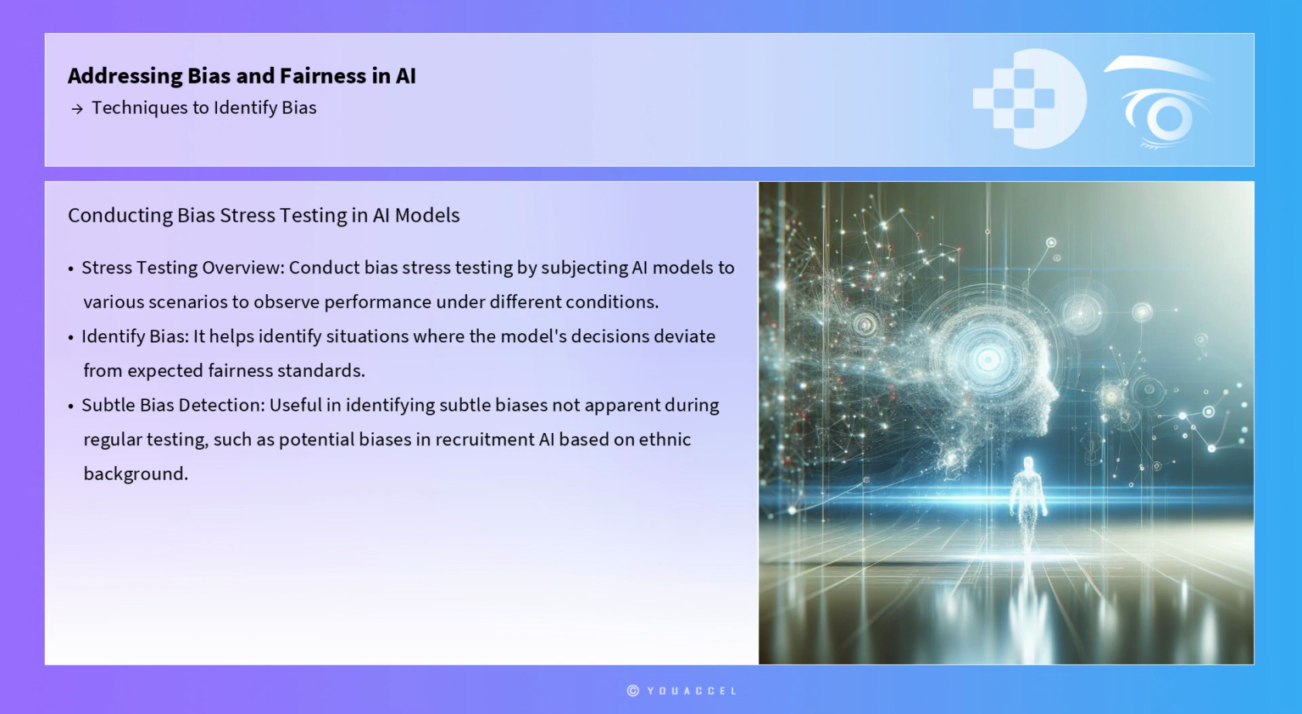Another actionable technique is to conduct bias stress testing. Similar to software stress testing, this involves subjecting AI models to various scenarios to observe how they perform under different conditions. This can help identify situations where the model's decisions deviate from expected fairness standards. Stress testing can be particularly useful in identifying subtle biases that might not emerge during regular testing. For example, a recruitment AI might show no apparent bias during standard operation, but could demonstrate bias when a candidate's name suggests a particular ethnic background.